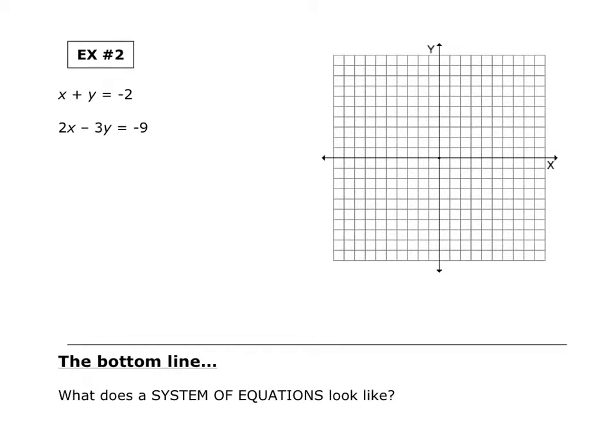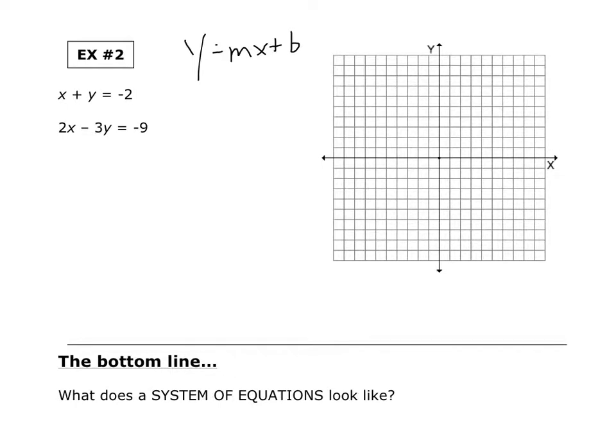Hey guys, today we're going to pick up right where we left off yesterday, and we are going to continue practicing graphing systems of equations. Okay, now in this example number 2, we have to get it in slope-intercept form. Slope-intercept form is y equals mx plus b. So we have to get these in that form before we can graph them.